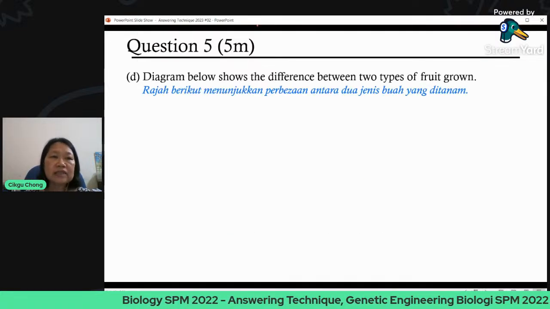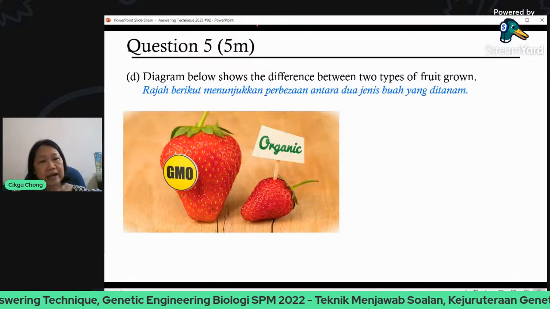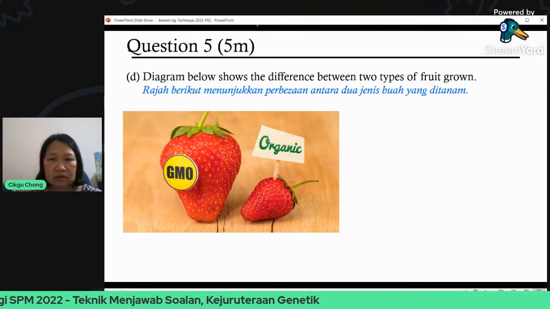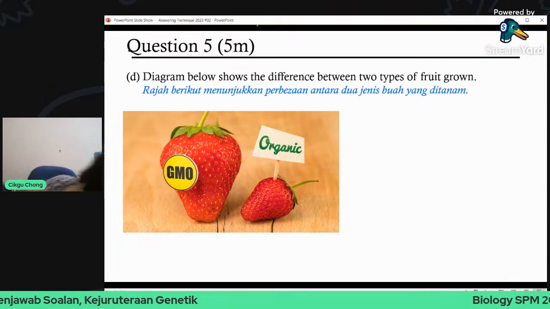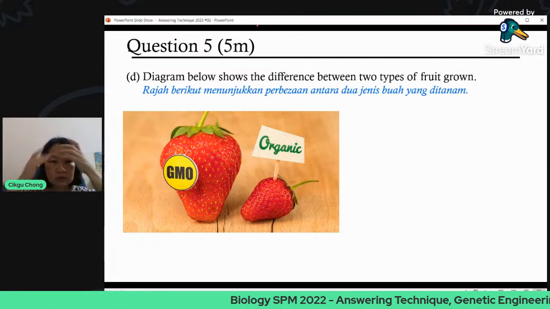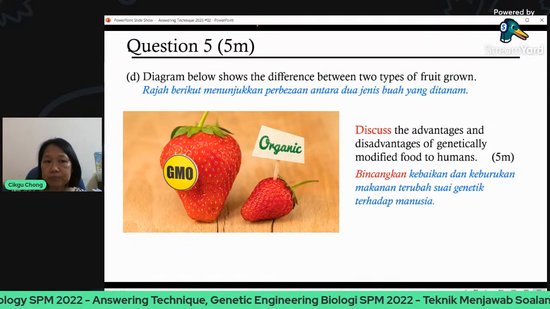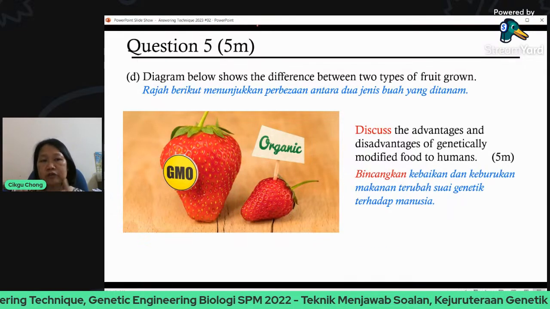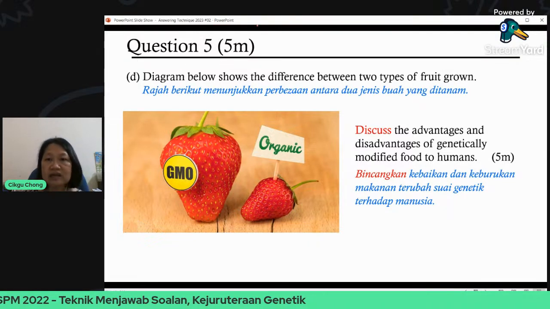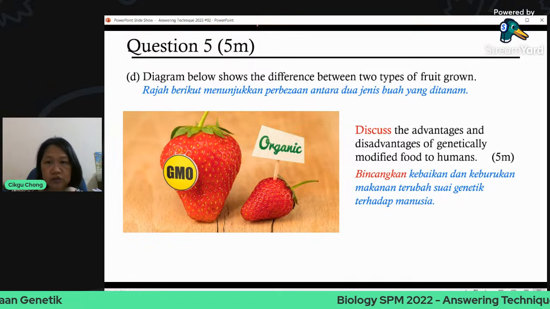Okay, so last question. The diagram below shows the difference between two types of fruit grown. So look at the two types. You have one big strawberry and one small strawberry. Let me switch on the charger. So you have big and small. The organic one is normally small, but GMO, because you have already done something to it, you have manipulated it, so it will be bigger, fruitier, juicier, and sweeter, all the best things that you want in a fruit. Discuss the advantages and the disadvantages of genetically modified food, GMF, to humans.